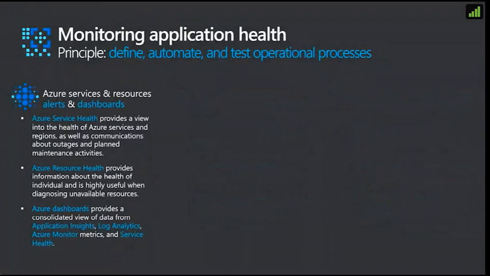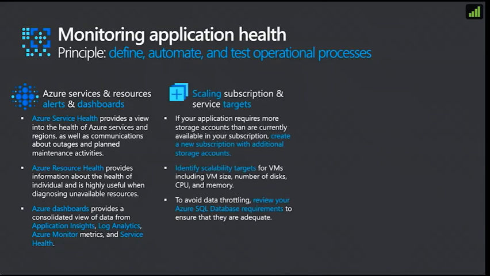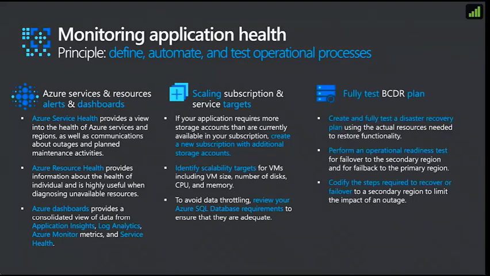Let's learn more about define, automate, and test our operational processes. Monitoring and measuring the application availability is important to measure overall application health and progress towards defined reliability targets. Let's look at alerts and dashboards to help us respond to failure and look at considerations for improving reliability. So there are some Azure services and resources that you can use to do this. Alerts and dashboards. We have Azure Service Health, we have Azure Resource Health, we have Azure Dashboards.